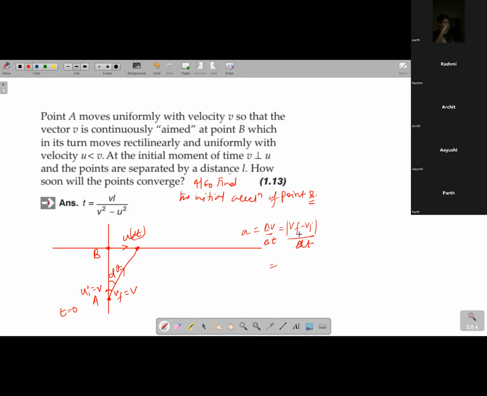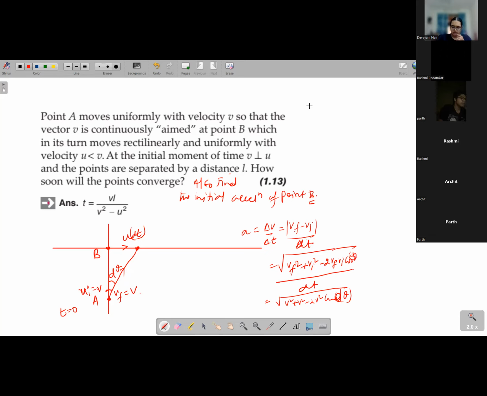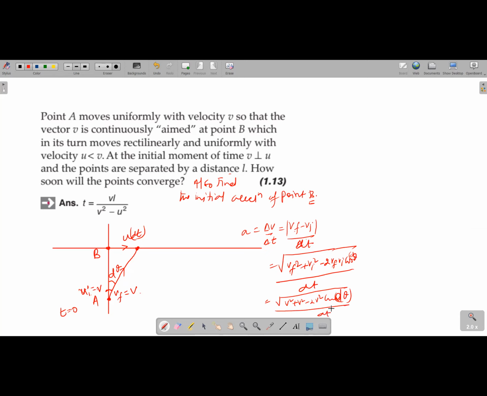Now how do you find the magnitude of addition or subtraction of two vectors? Vf square plus Vi square minus 2 Vf Vi cos theta, upon dt. We know that speed is the same, so Vf is also V, Vi is also V. So under root V square plus V square minus 2V square cos d theta, it should be d theta, a very small angle between them, upon dt.